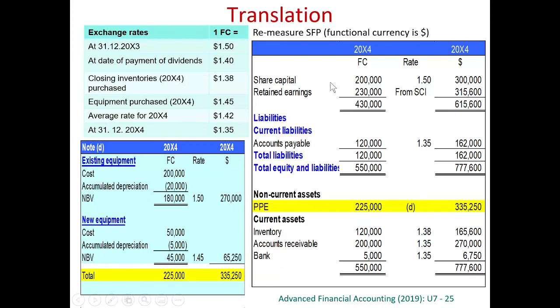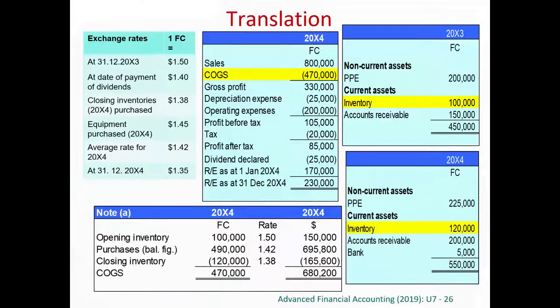Now we have to translate the equity. Equity, first we have got the share capital. For share capital, the relevant exchange rate is 1.5, which is the exchange rate at the day of acquisition. For retained earnings, we don't have the figures for the exchange rate. But now we can assume that this is a balancing figure because your balance sheet must balance, right? So therefore, this is a balancing figure, retained earnings, 315,600. Of course, later we'll explain why it is 315,600. This is for the balance sheet.